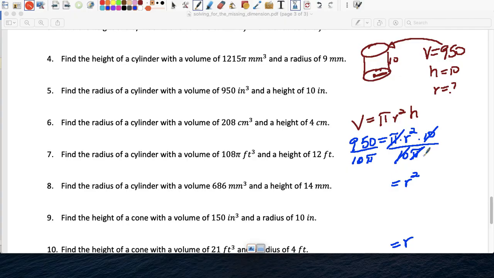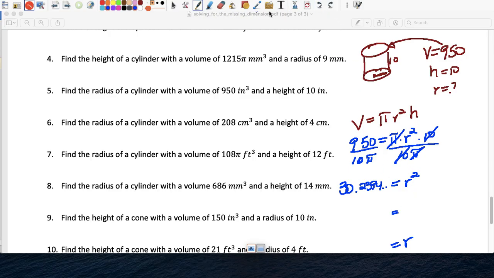950 divided by 10 pi. It's going to give me, again, this ugly number. So you're going to leave that number in your calculator, right? 20.2394... So we're going to take the square root of that side.